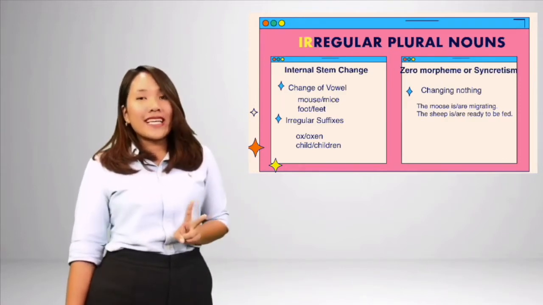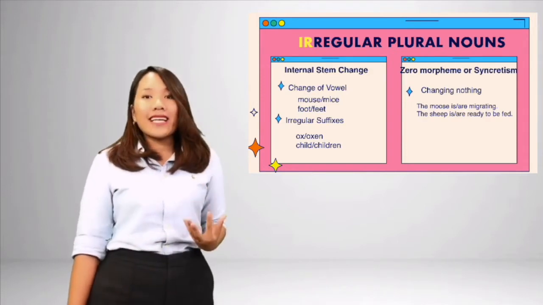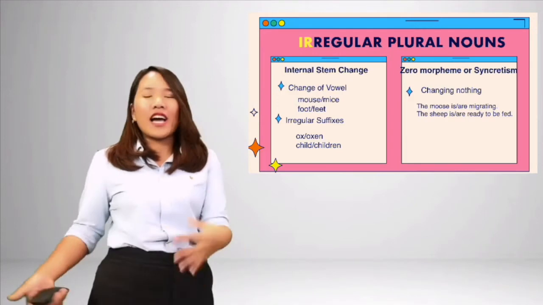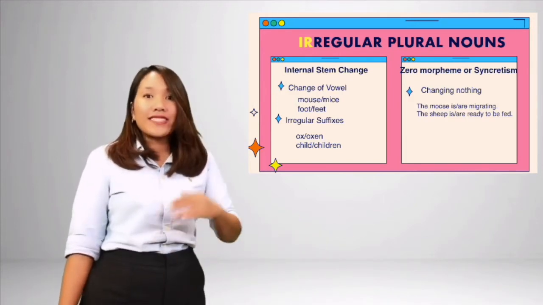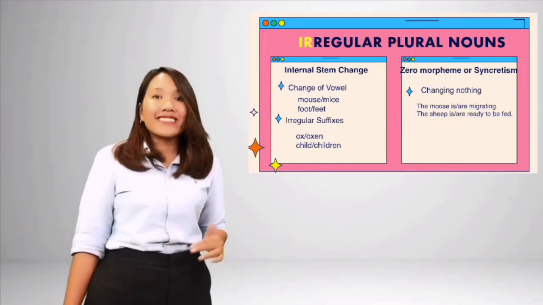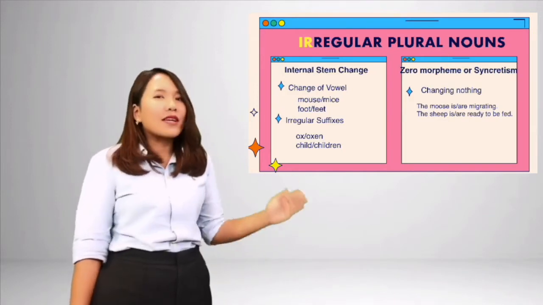And the second process is syncretism, or what we call serial morphemes. This process has two names, so you can refer to this process as either syncretism or serial morphemes, and they still refer to the same process, same thing. Syncretism or serial morpheme is a process where we add nothing to denote the number, which is a really rare case to be found.